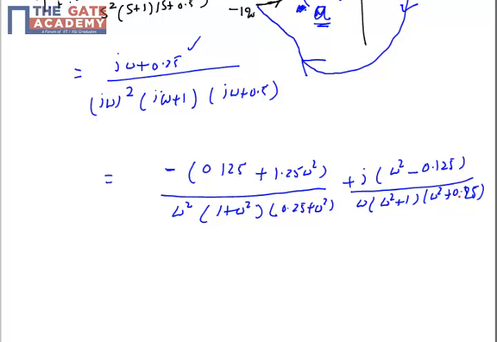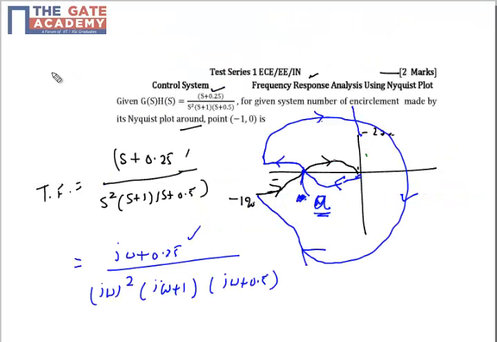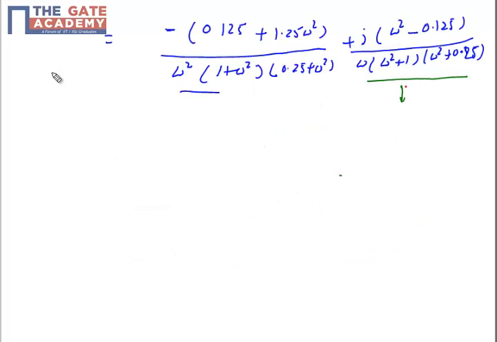Just multiply and divide with the conjugates, then you will get the rationalized version in which the real part and imaginary part are separate. From this expression it is very clear: what is the speciality of point A? At point A my imaginary part is 0, my y component is 0, it's on the x-axis. So for my j component to be 0, from the numerator you can say that omega square must be equal to 0.125.